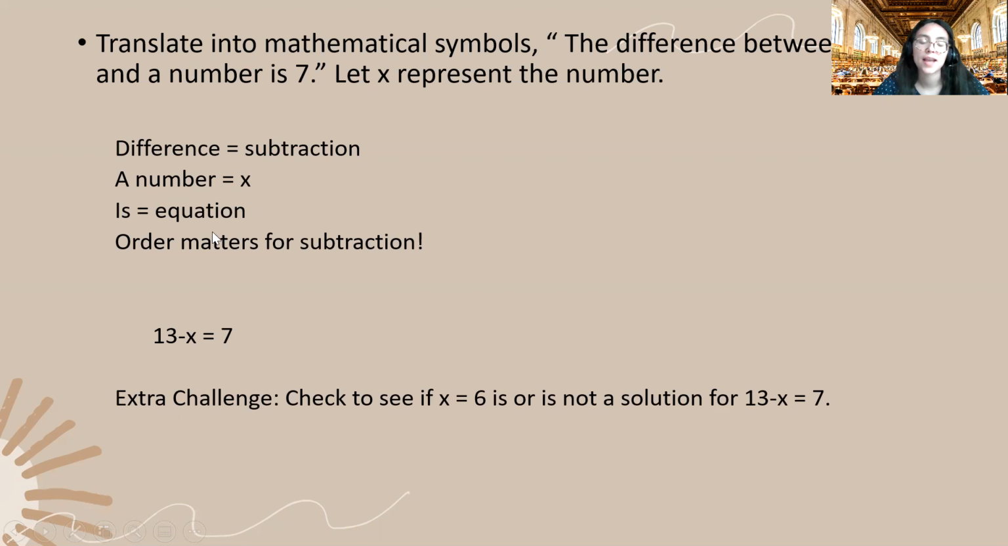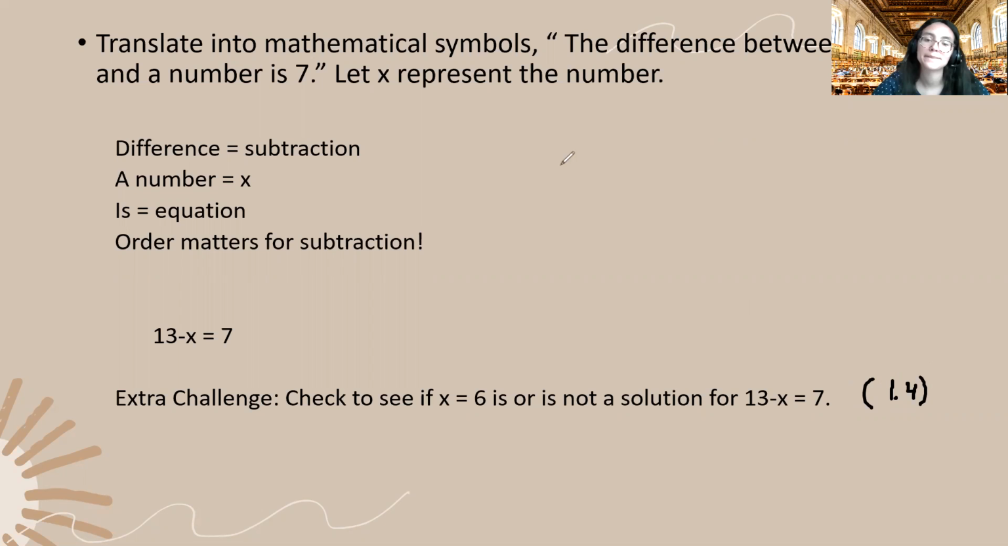And here is an extra challenge. Check to see if x is equal to 6 is or is not a solution for 13 minus x is equal to 7. And this is a kind of a review of our previous section that we learned. So this was our lecture 1.4, where we were checking solutions for equations.